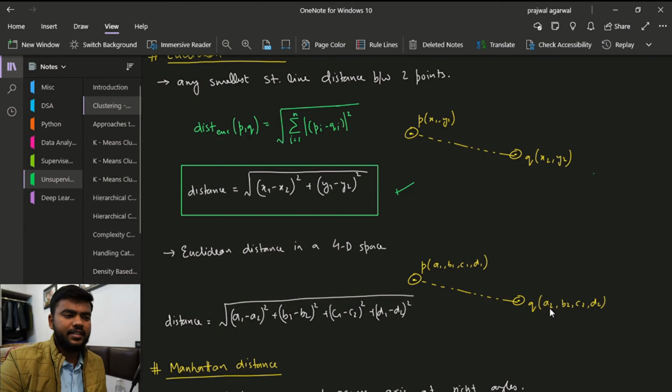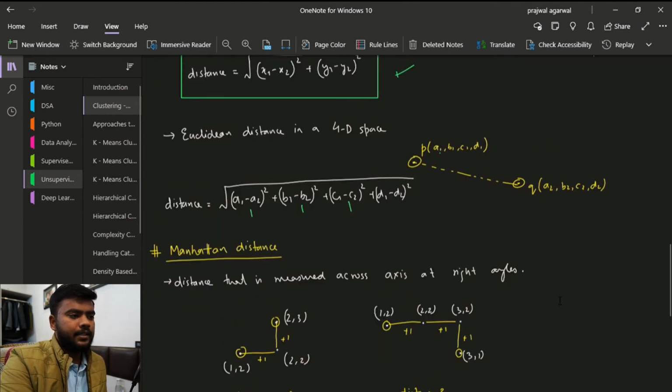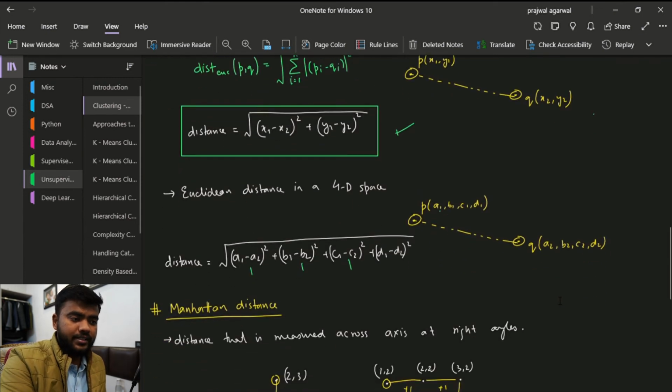Even if we increase the dimensions, say we have A, B, C, D and A, B, C, D, then we are basically taking the difference between all the coordinates, squared. So the square of the difference of the A coordinate, the square of the difference of the B coordinate, the square of the difference of the C coordinate, and then we add them and take the whole square root. This was the Euclidean distance, which is something that we are going to use a lot in our upcoming videos.